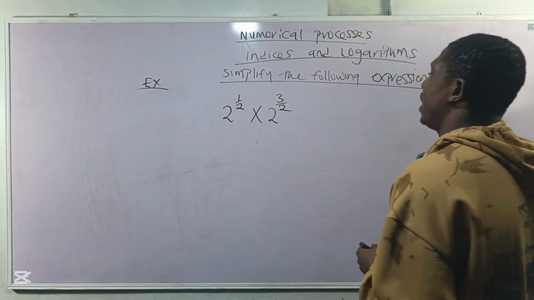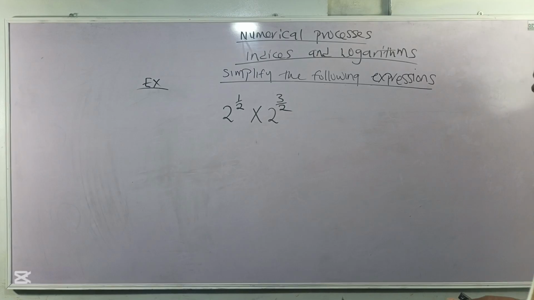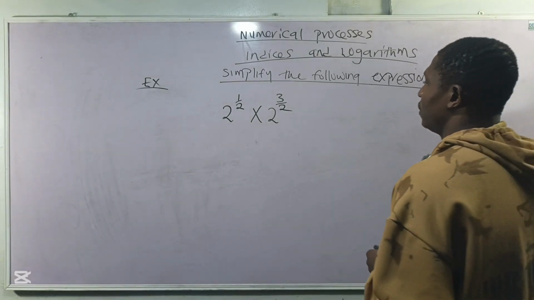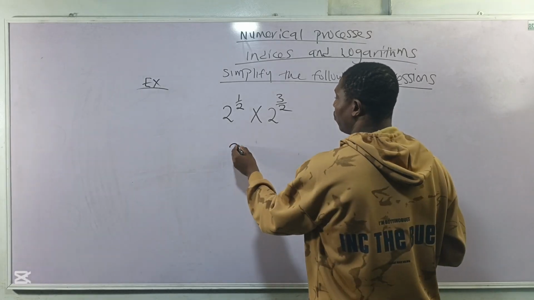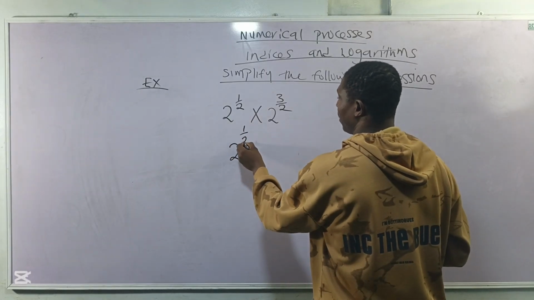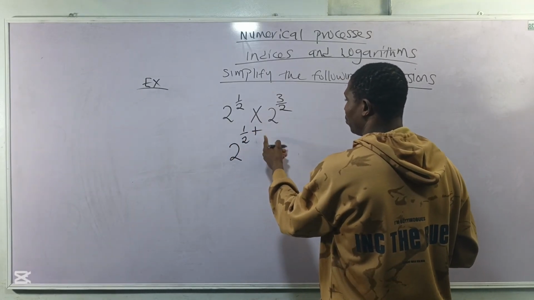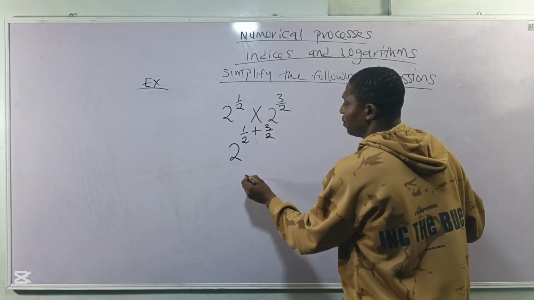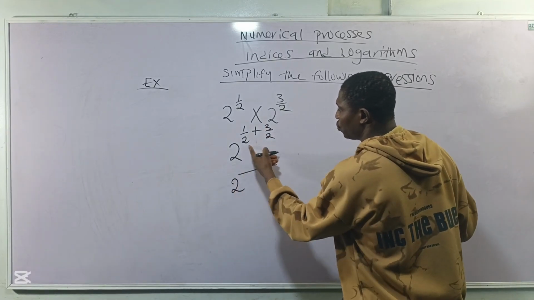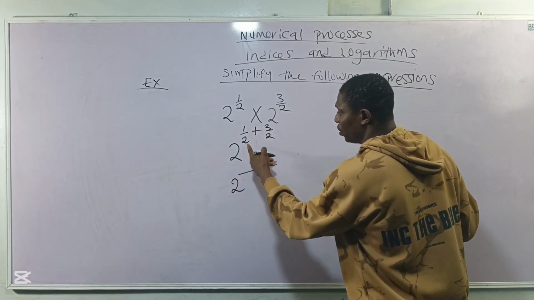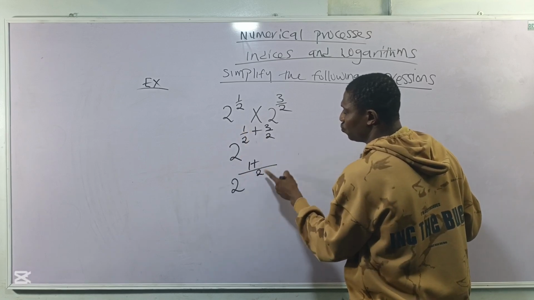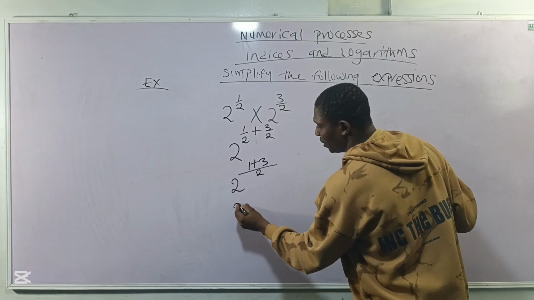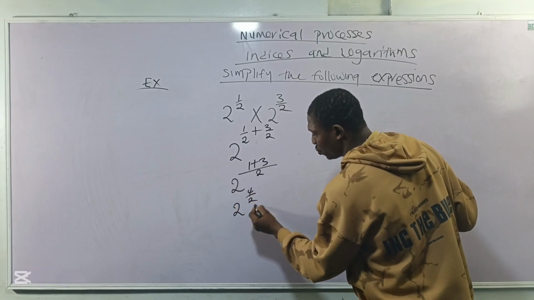We have 2 raised to power half times 2 raised to power 3 over 2. First, you can see that the bases are the same. So I'll pick one of the bases and I'll add the powers because of my multiplication sign. So I simply have 2 as the base here, which is 1 over 2 plus 3 over 2, giving me 2 raised to power 4 over 2.